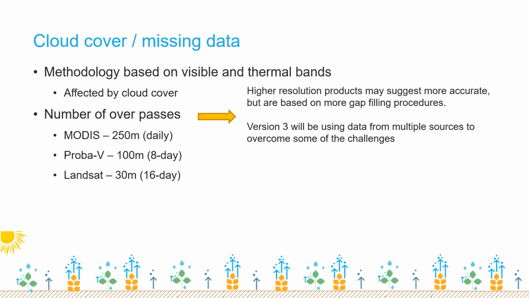This also has an effect on the quality of the different WaPOR level data. Users often associate the higher resolution data with better quality data. However, this data is more often created using various gap-filling approaches compared to the lower resolution data. For the version 3 data, the producers will be using data from multiple sources to overcome some of these challenges.